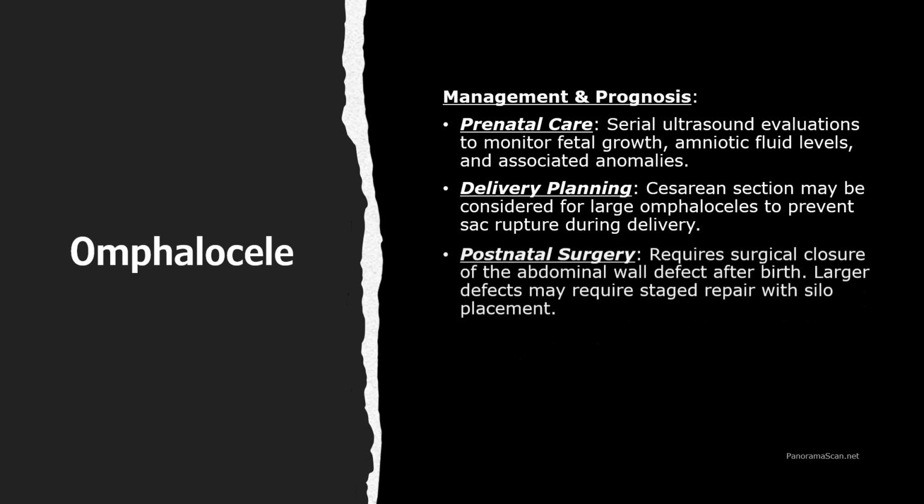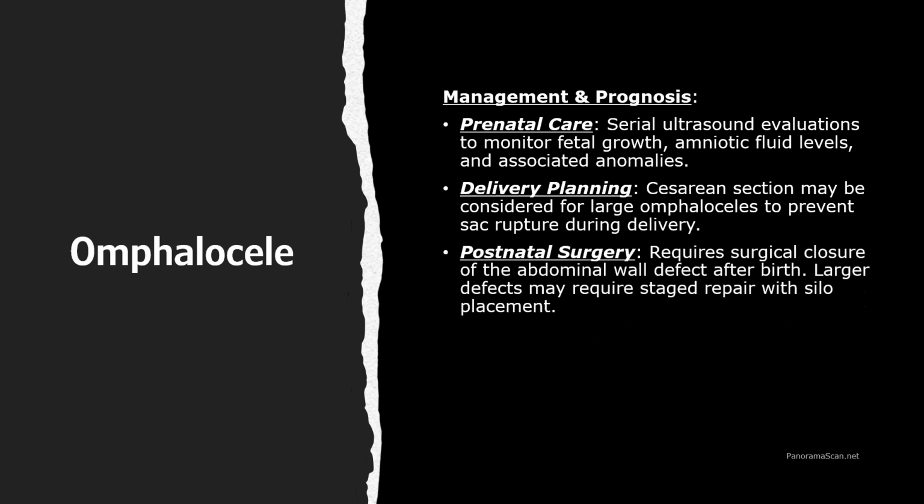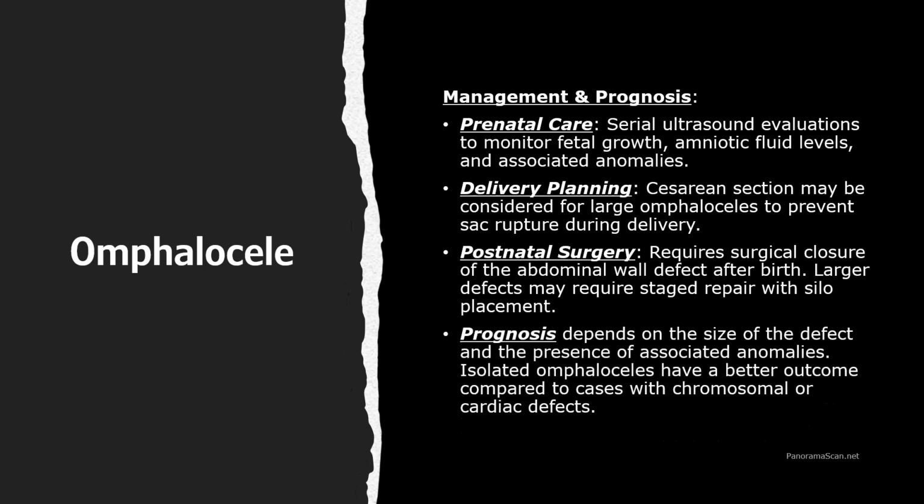Postnatal care involves surgical intervention. The goal is to close the abdominal wall defect, which may be done immediately after birth or in stages, depending on the size of the defect, of course. For larger omphalocele, staged repair using a silo placement may be necessary to gradually reduce the herniated organs into the abdominal cavity.